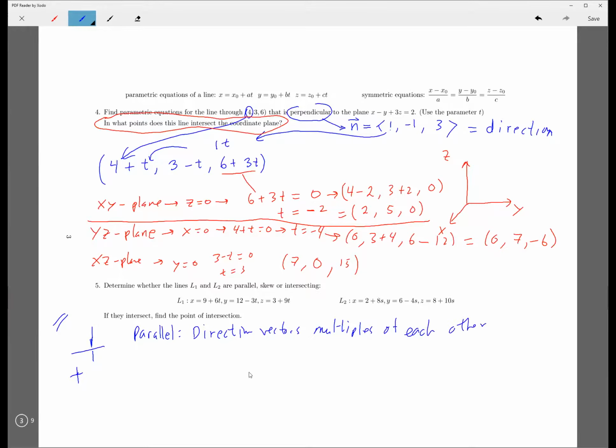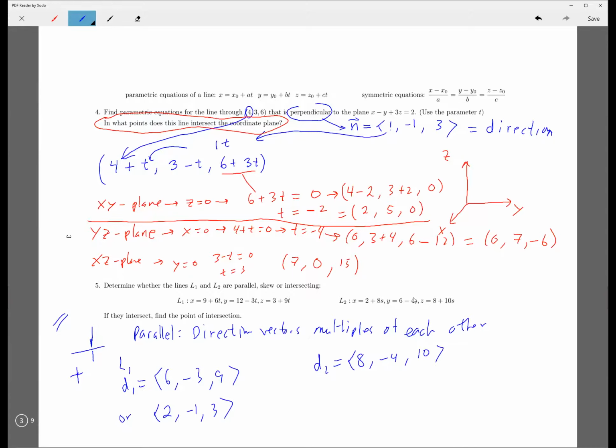Okay, so for L1, the direction vector is 6, -3, 9. Everything here is divisible by 3, right? So this could be 2, -1, 3 as the direction vector. And for the second line, the direction vector is 8, -4, 10, right?